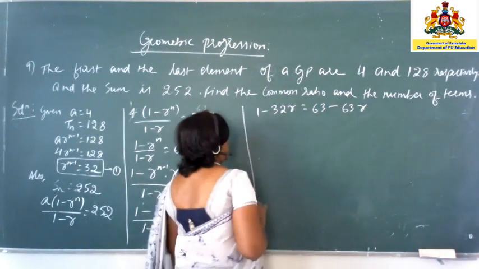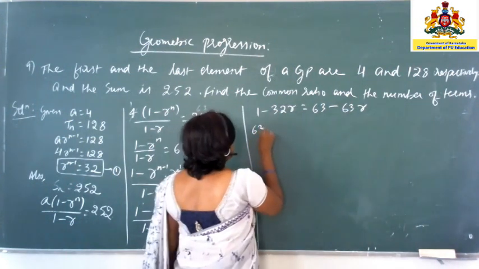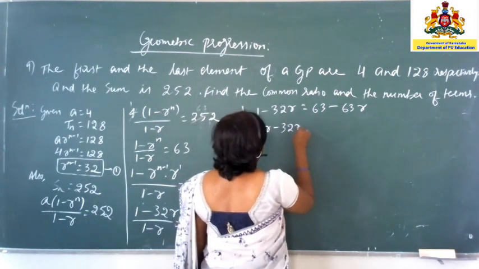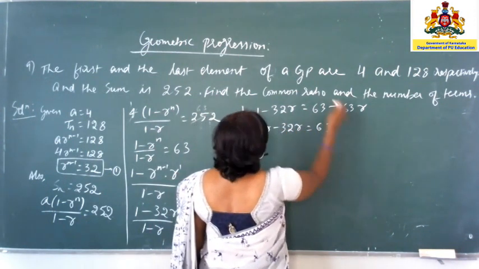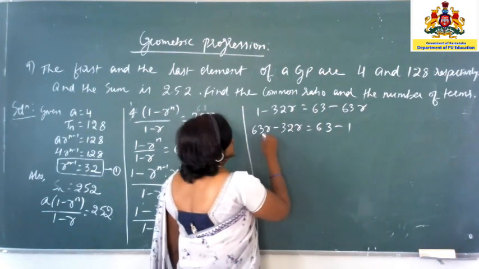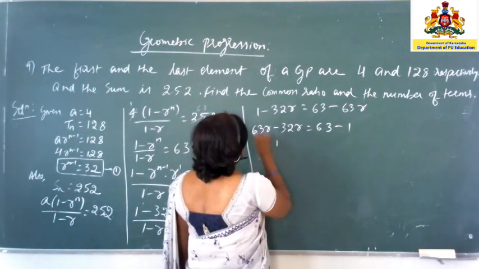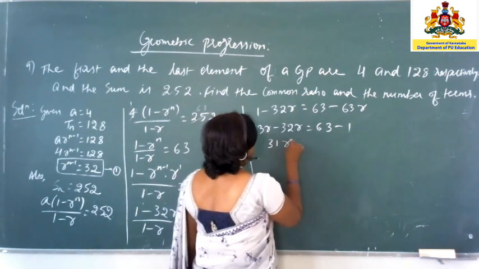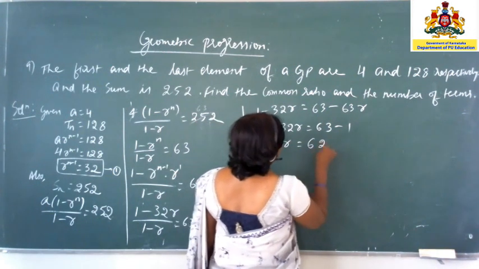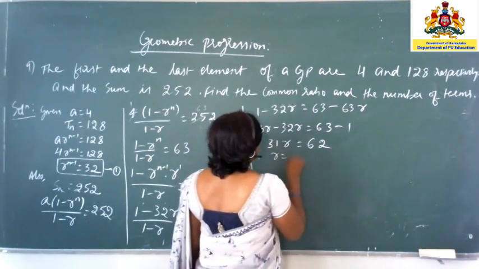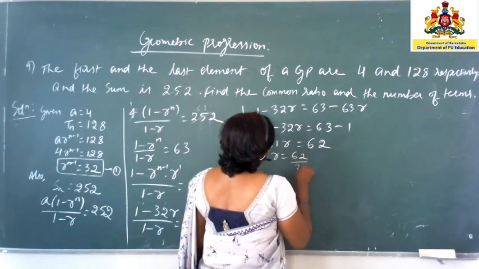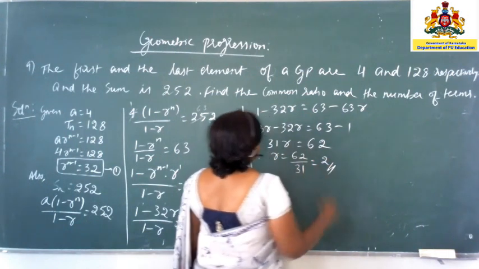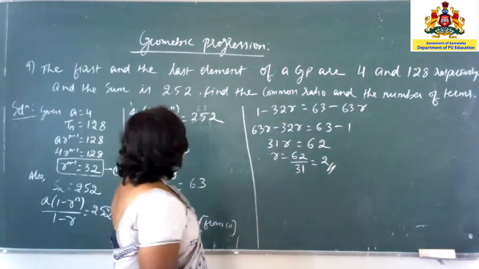So I'll bring the 63r to LHS. So 63r minus 32r is equal to 63 minus 1. So 31r is equal to 62. So r is equal to 62 divided by 31, that is equal to 2. So I got r value is equal to 2.